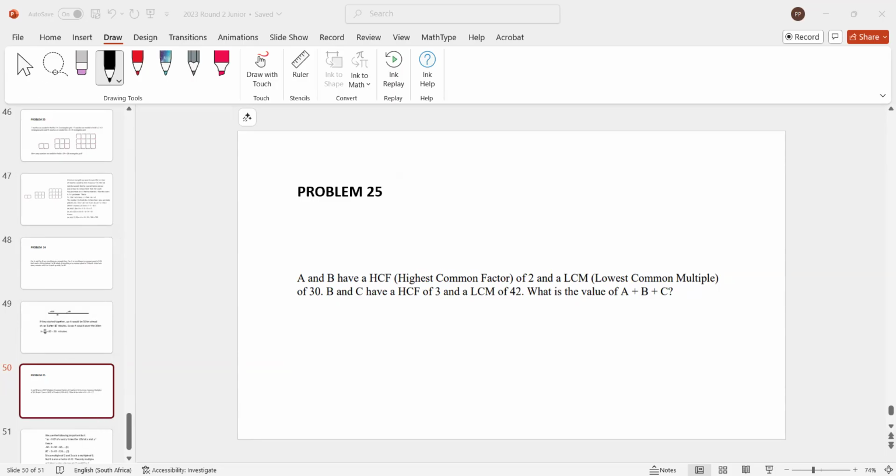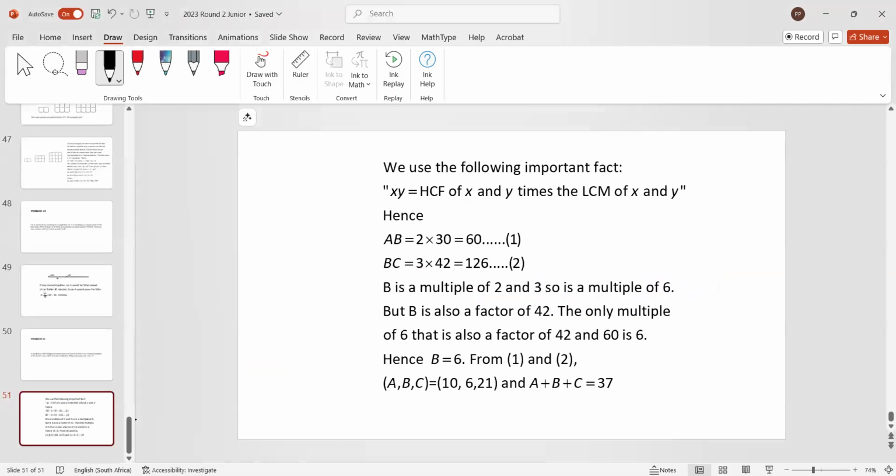I'm sure this is the correct answer. And there you got it, 37. All right, so I stated the same fact, which makes the problem very much easier to calculate.